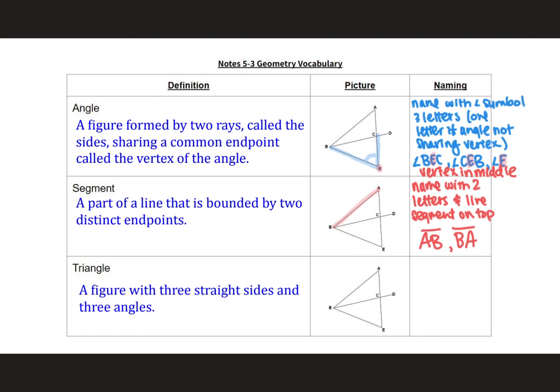All right, lastly, triangle is a figure with 3 straight sides and 3 angles. So again, there's a couple triangles in this picture, but we'll just focus on the larger triangle. So when we name a triangle, we use a triangle symbol and 3 letters. The order of the letters does not matter in this case. So we can call this triangle ABE. And again, the order of those letters does not matter in this particular context.